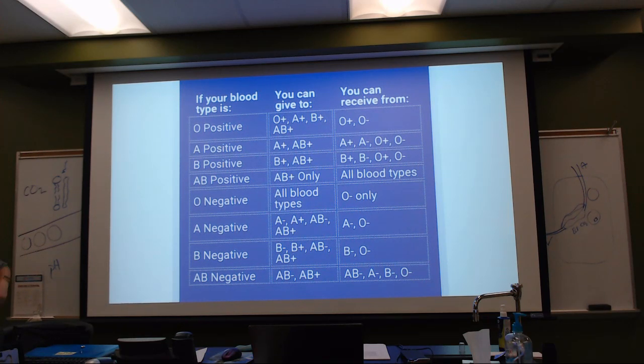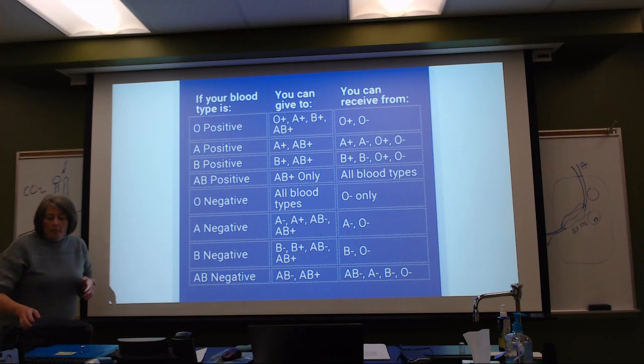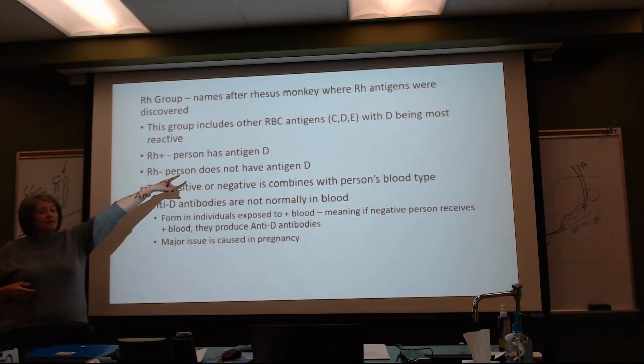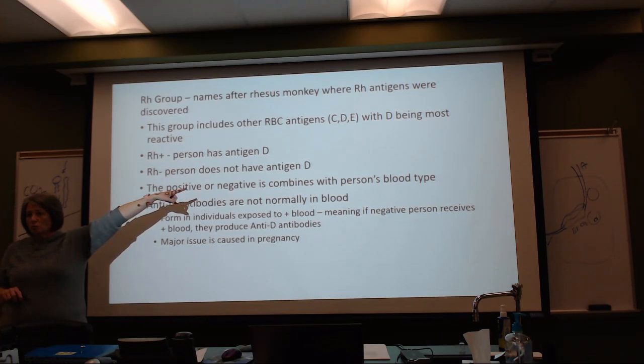This is just another way to show it, but this time I've added the positives and the negatives, because the positive and the negative plays a part. But the biggest reason is basically at the time of pregnancy. That Rh group, the plus or the minus, is called that because they first discovered it in rhesus monkeys, and so they gave it Rh. If a person is positive, they've got another antigen on the red blood cell. If they're negative, they don't.